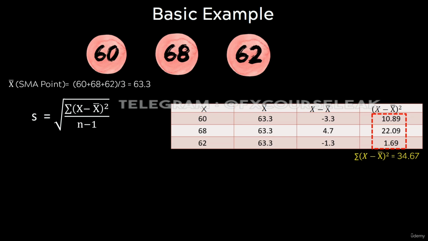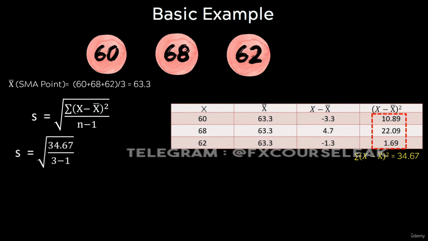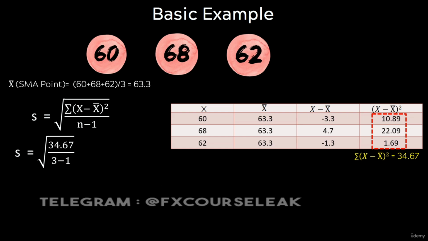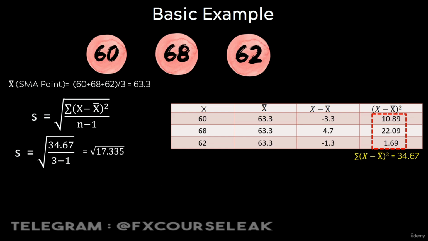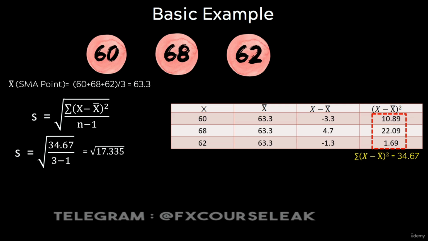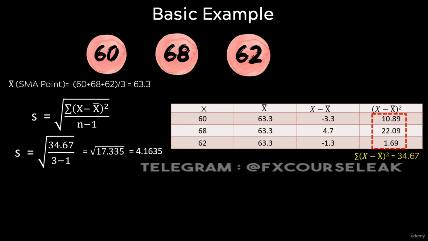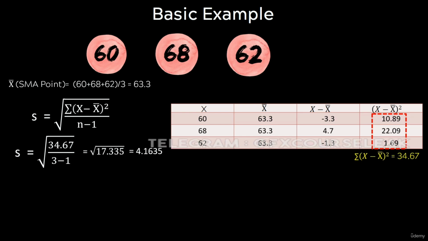Finally, just plug in this value of summation of x minus x bar in the standard deviation formula. We get standard deviation equals square root of 34.67 divided by 3 minus 1, which is equal to square root of 34.67 divided by 2 equals 4.1635. So our first standard deviation point is 4.1635.